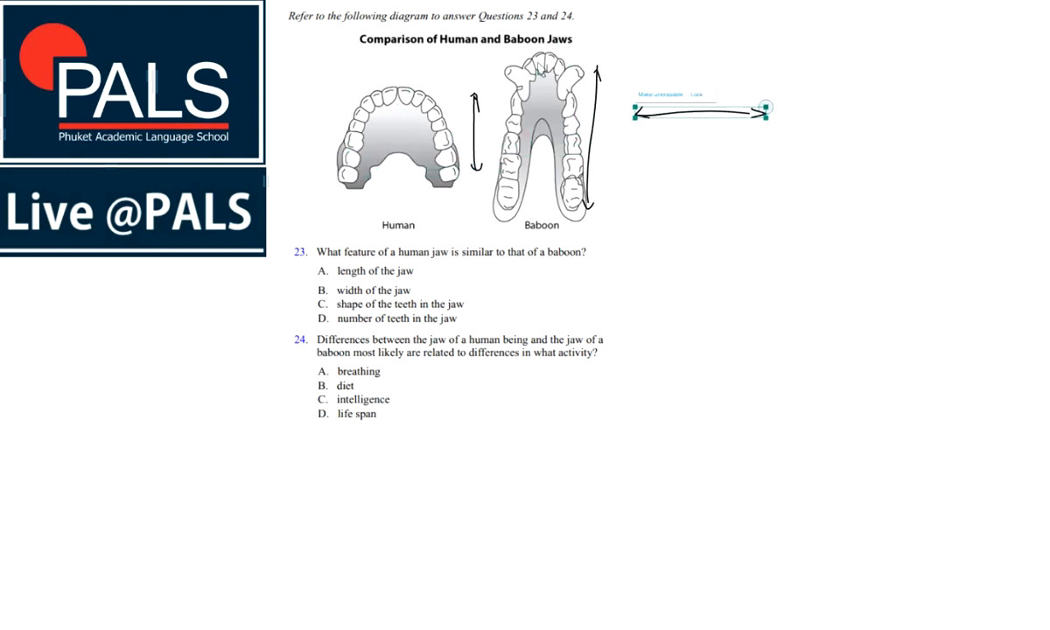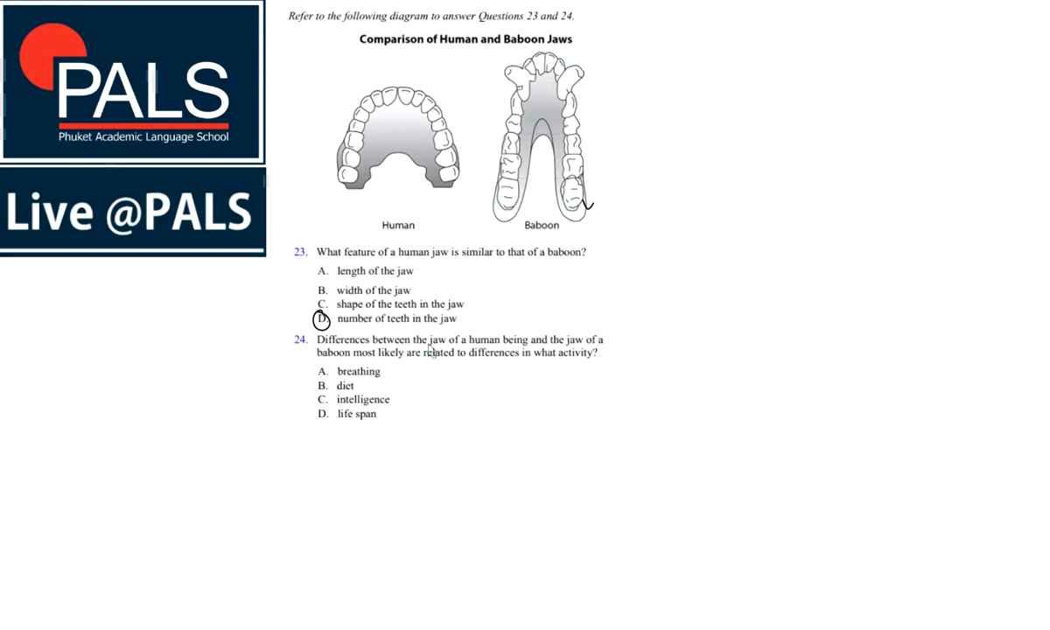Fast way of doing that is because our jaws have a line of symmetry, same number of teeth on the left and right side. We just need to count half the teeth. So we can start here in the middle. 1, 2, 3, 4, 5, 6, 7, 8. So in total 16 for humans. 1, 2, 3, 4, 5, 6, 7, 8 times 2. In total of 16 for baboons. So correct answer is D.